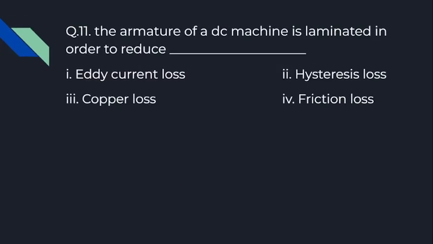The armature of a DC machine is laminated in order to reduce dash. So the laminations of the armature core are done to reduce the eddy current loss. And we use silicon steel to reduce the hysteresis loss. Copper loss totally depends upon the flow of current, and that does not depend upon what kind of material is used for the armature. Friction loss depends upon the mechanical part of it, that is, the rotation of the shaft and all. So the answer for this will be the first option, that is, eddy current loss.